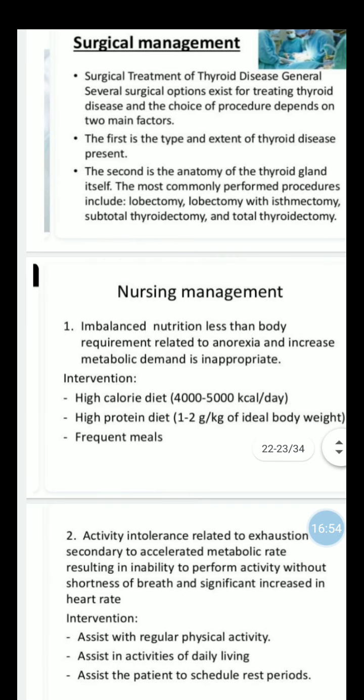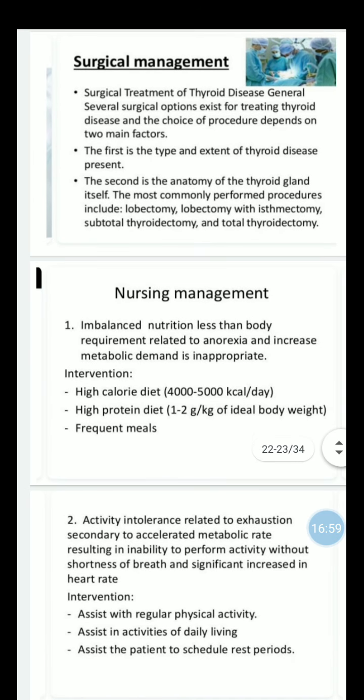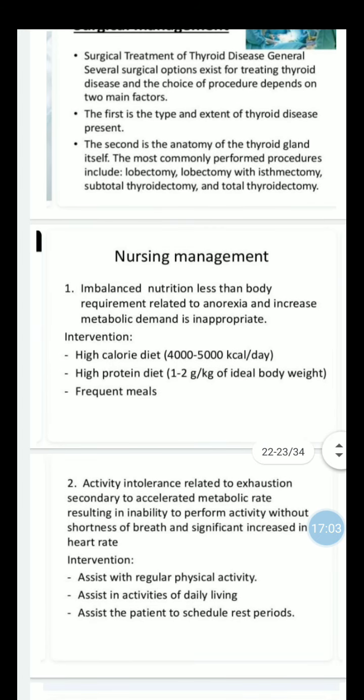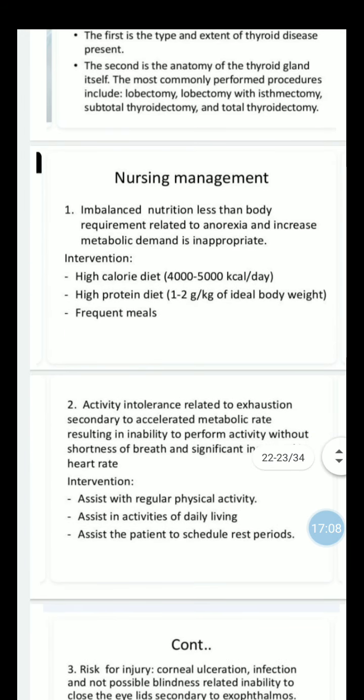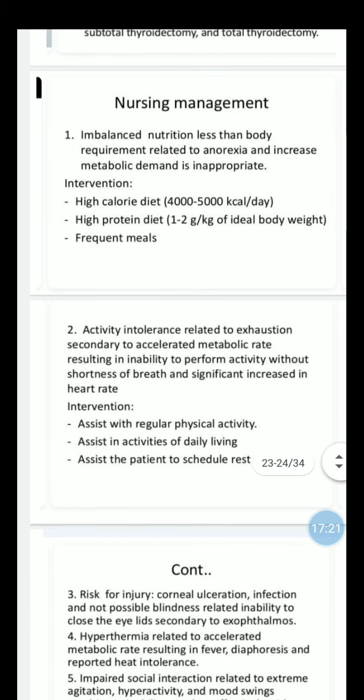Then what about nursing management? Imbalanced nutrition, less than body requirements, related to anorexia and increased metabolic demand. Second, activity intolerance, related to exhaustion secondary to accelerated metabolic rate, which results in inability to perform activity without shortness of breath and significant increase in heart rate.